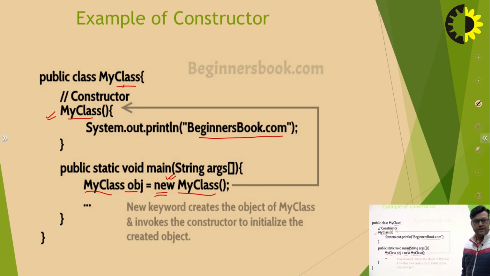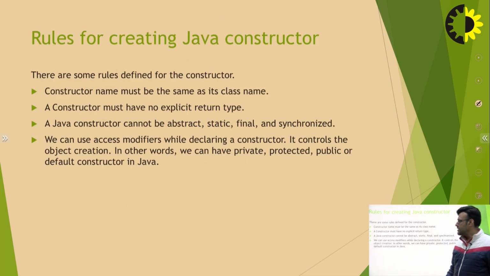Whenever we run this program, by default beginnersbook.com will be printed. Here it is written: the new keyword creates the object of my class and invokes the constructor to initialize the created object. This happens automatically whenever the default constructor is called. What is this default constructor? It is simply a type of method. Now, there are certain rules for creating a Java constructor.